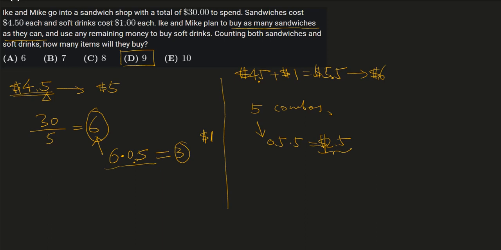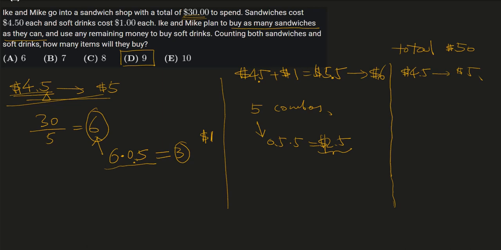And another way to modify this problem is this. So we can play around with this total number of money they have, Ike and Mike. So what if they have a total of $50? They have a total of $50, not $30. Then let's assume they still want to buy as many sandwiches as possible. In that scenario, we can use the same trick here. We round it up. So we round up the sandwich price from 4.5 to $5, right?